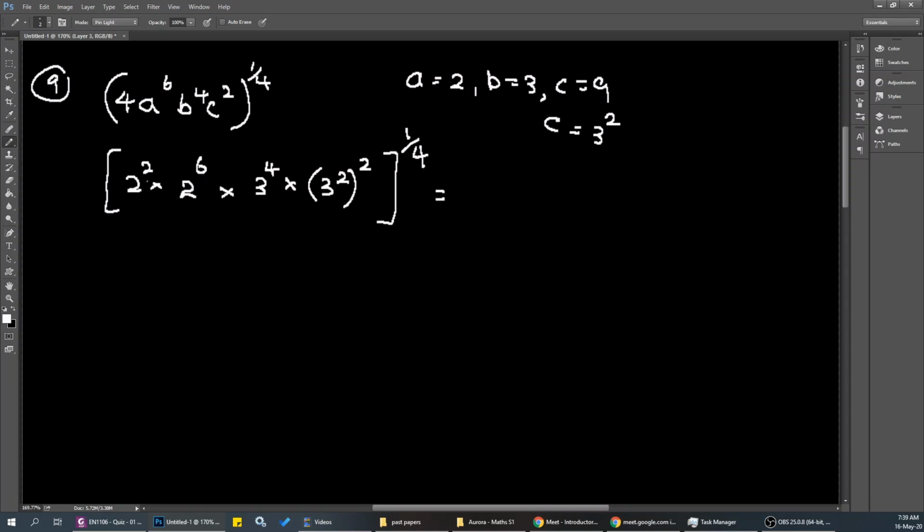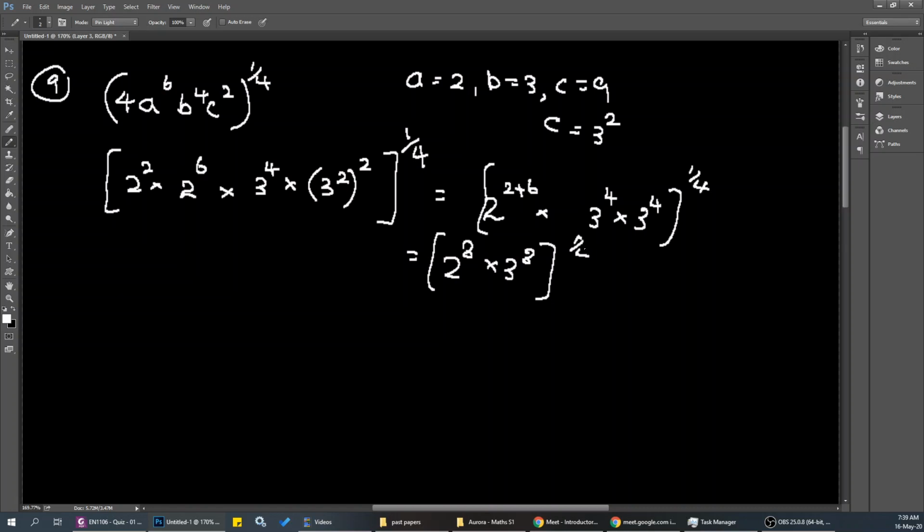You see that 2 to the power 2 and 2 to the power 6, you can just add the indices there. So that gives us 2 raised to the power 2 plus 6, into 3 to the power 4, and 3 to the power 4 again. And again the whole thing is raised to the power 1 over 4. So 2 to the power 8, 3 to the power 4 plus 4, 8. And the whole thing is raised to the power 1 over 4. This is a power rule.